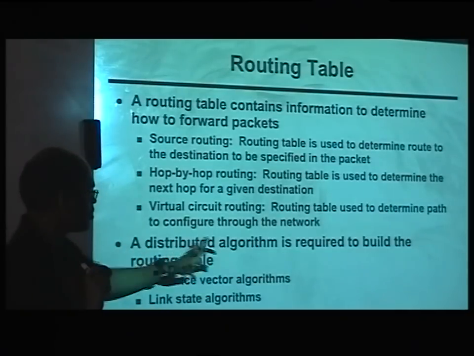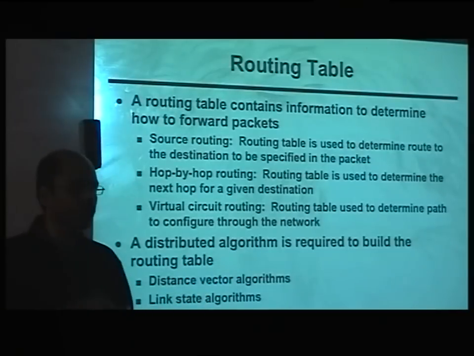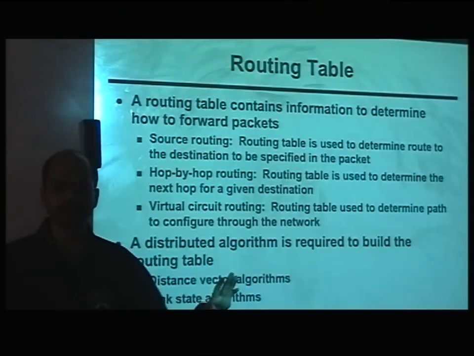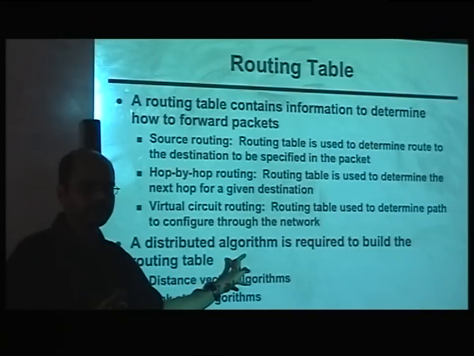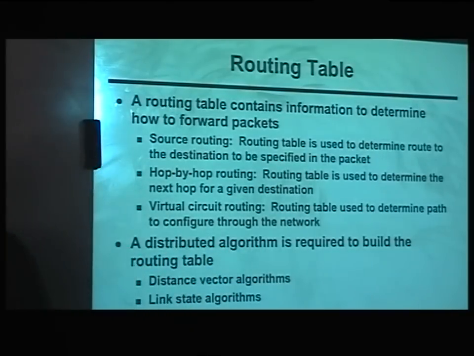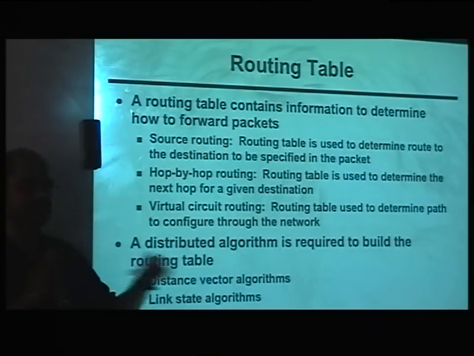Now, a distributed algorithm is required to build the routing table in the internet because the internet is not governed by one single point. As a single entity, I cannot get the whole picture of the internet. It's never possible. So you cannot have a centralized algorithm. It has to be distributed. That means every node in the network will run some algorithm, keep exchanging messages, and finally I can construct a routing table. So both these algorithms are distributed. But as you see, the decisions are different and the tables are different.